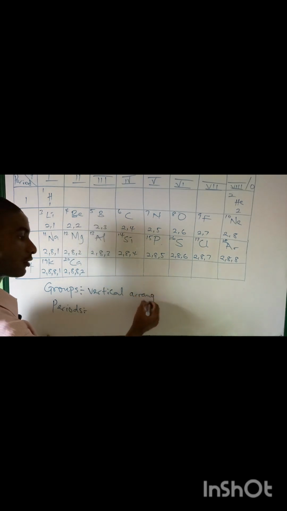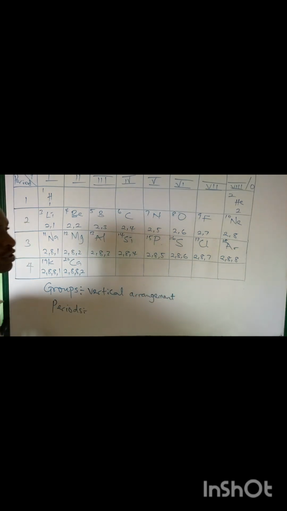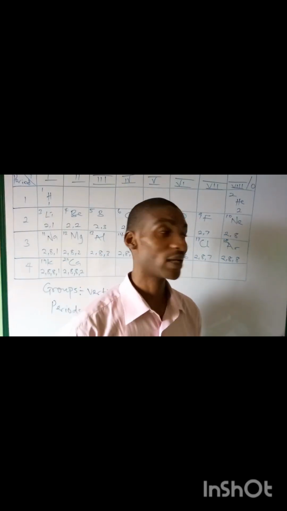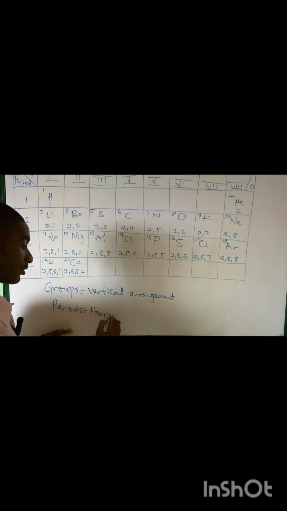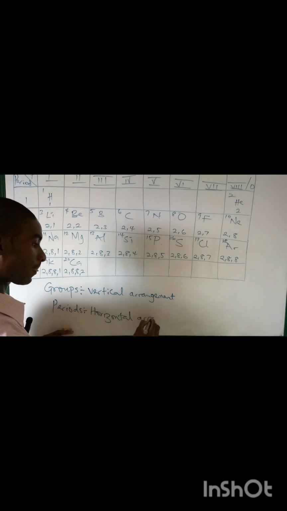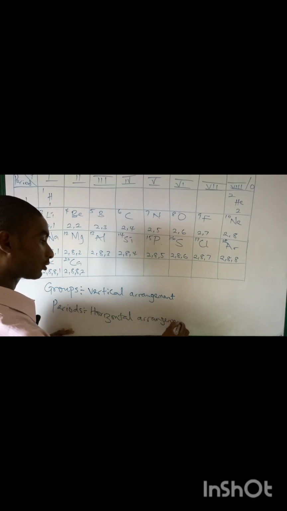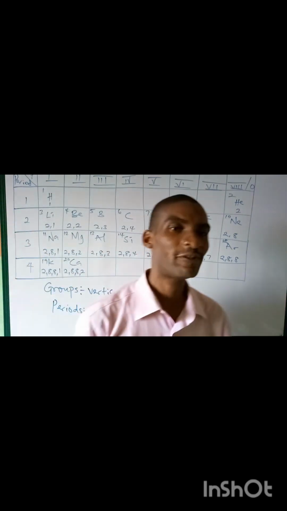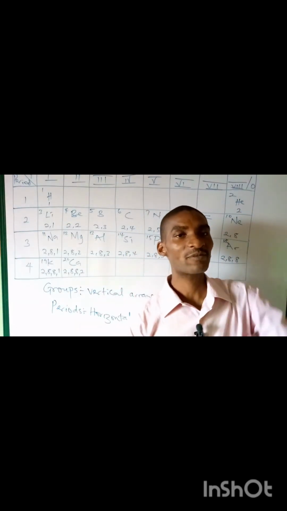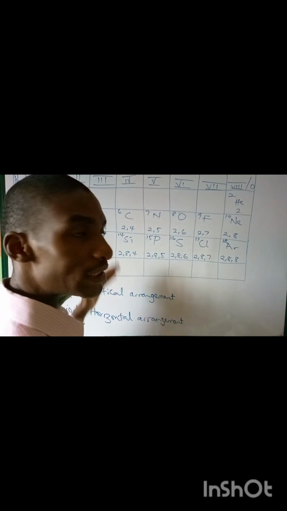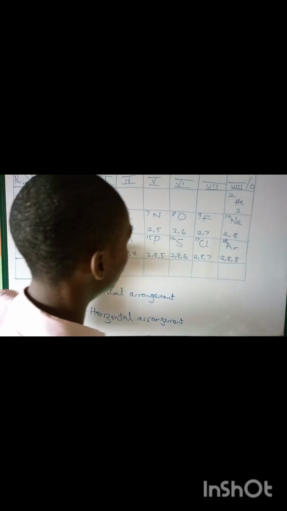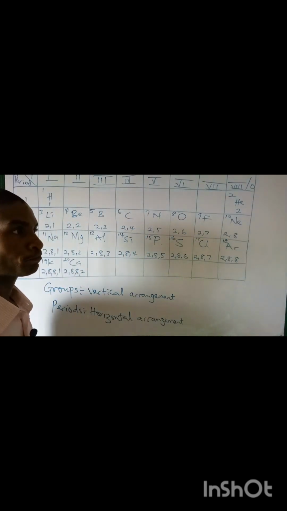The groups are the vertical arrangement of elements on the periodic table, that is the group, while the periods are the horizontal arrangement. So for these groups, which is the vertical arrangement, you have arrangements in columns. So this is a column like this from up to down. This is the vertical arrangement, and this is the horizontal arrangement.